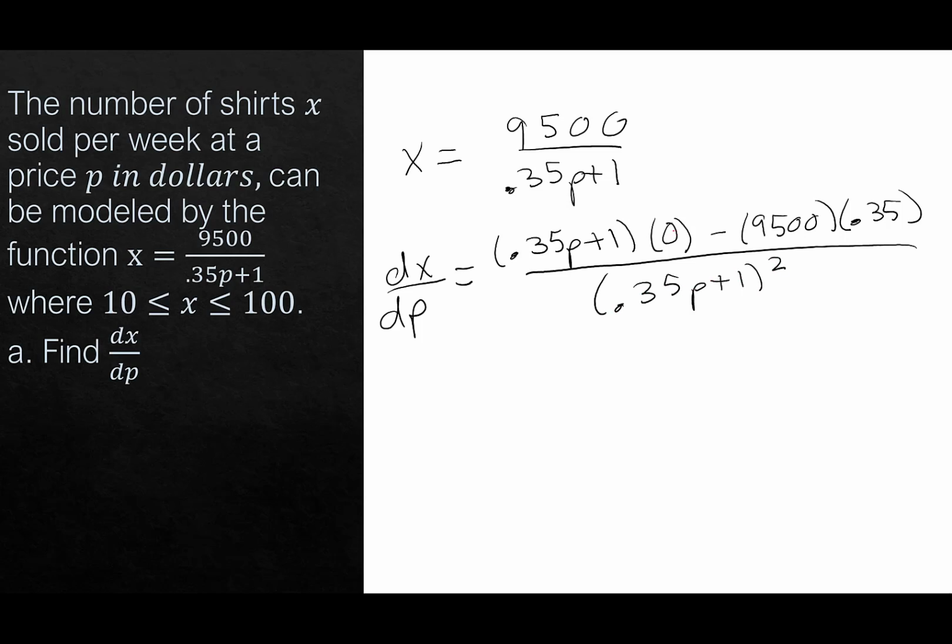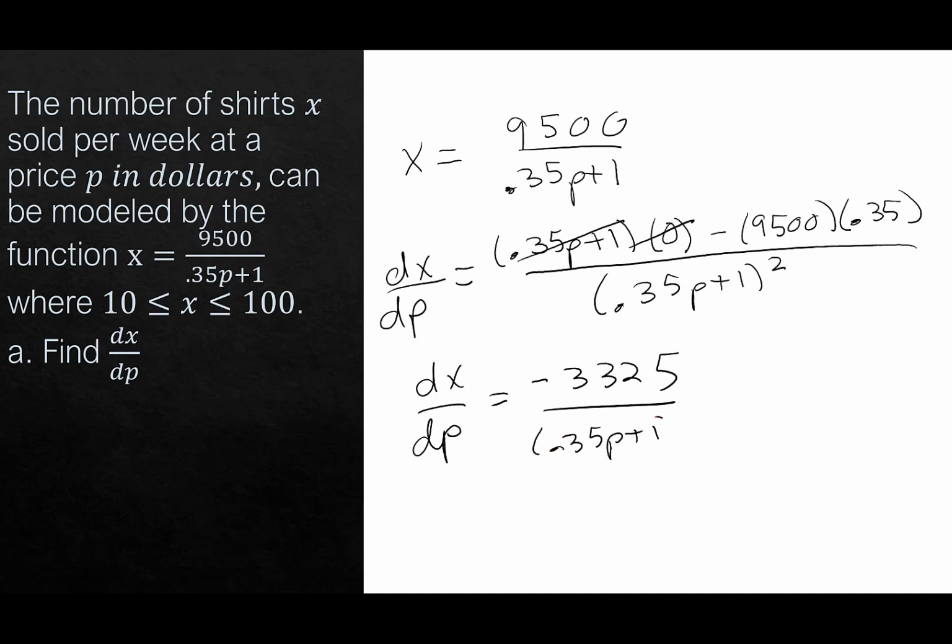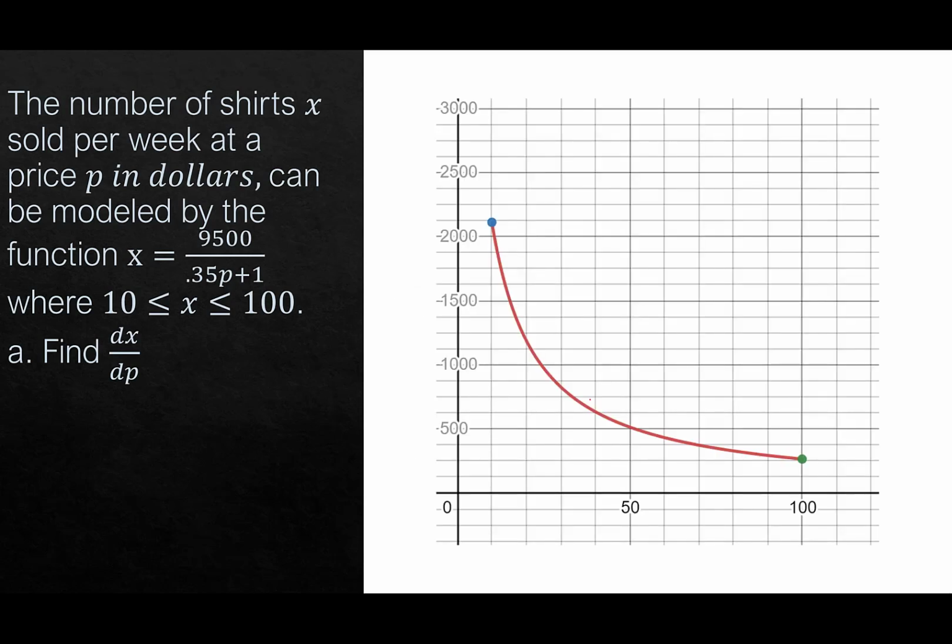Okay. So this 0 times the (0.35p plus 1) just means that's gone. We can also multiply 9,500 times 0.35. So now I see dx/dp equals negative 3,325 over (0.35p plus 1) squared. The negative shows me that this is decreasing. If we go back to our graph, we can also see that decreasing, right? So it's changing. As p goes up, x is going down.